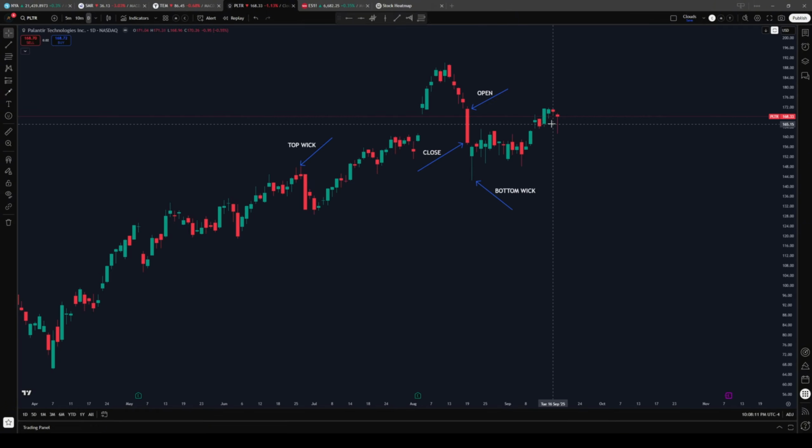Now we have another one here today. We had the FOMC meeting today, so that kind of messes with things. But it's the same concept. We have a big bottom wick here, which means the stock sold off, but the sellers got rejected because more buyers stepped in and took the stock back up. Now, usually when you get these long bottom wicks, it means buyers are stepping in and they're supporting the stock, so it's probably going to go higher.